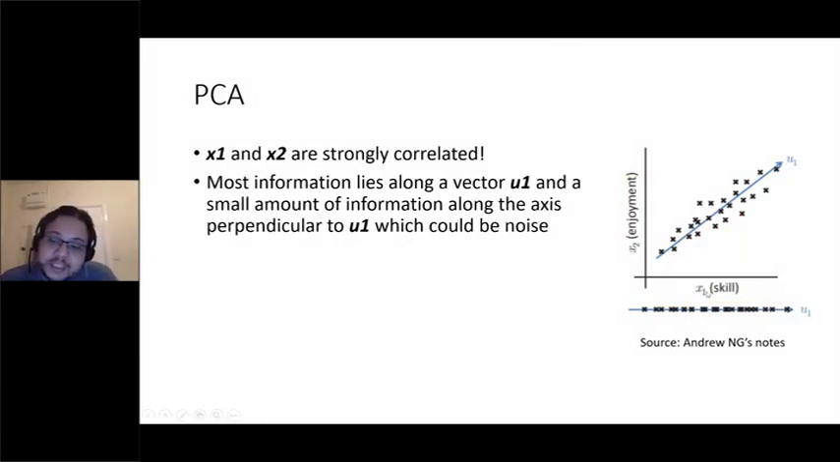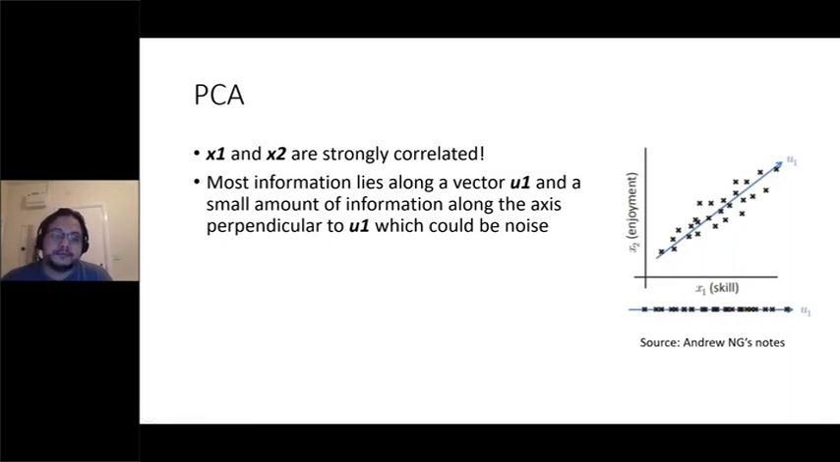Also, X1 and X2 are strongly correlated, as you can see here. Dimensional reduction, or PCA, removes the correlation between the new reference. X1 and X2, or U1 and U2, will not be very correlated. There won't be a lot of correlation between them. It also removes correlation.